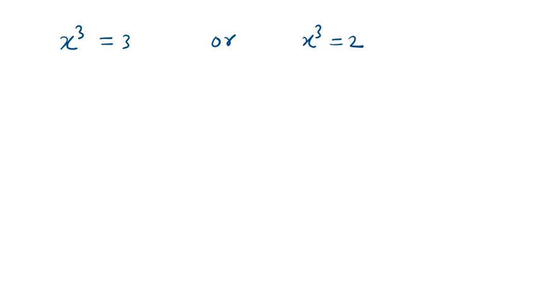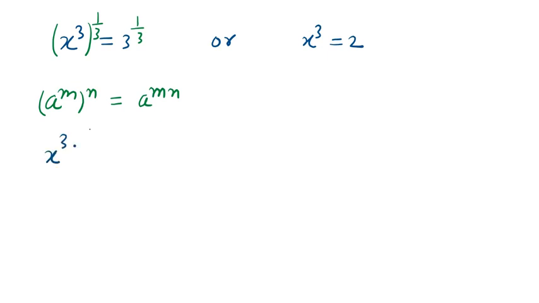And here we will talk about only real solutions. So if we take power 1 over 3 on both sides, and we know the base and exponent rule, a power m, bracket power n, is equal to a power m times n. According to this rule, we can write the left hand side as x cube to the power 1 over 3 is equal to 3 power 1 over 3. Then this 3 and this 3 cancel out. Then on the left hand side x is equal to 3 power 1 over 3.